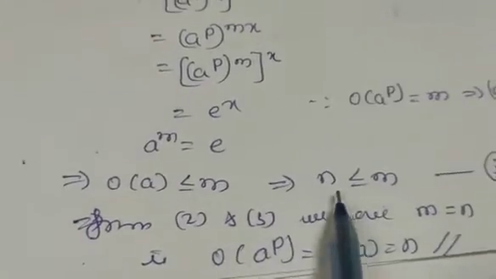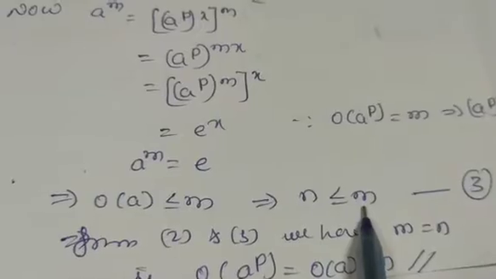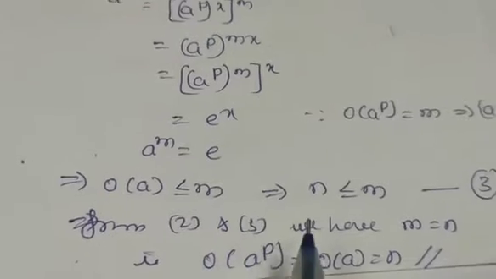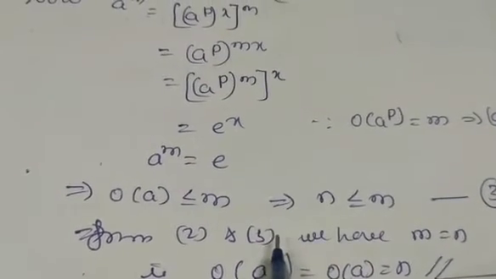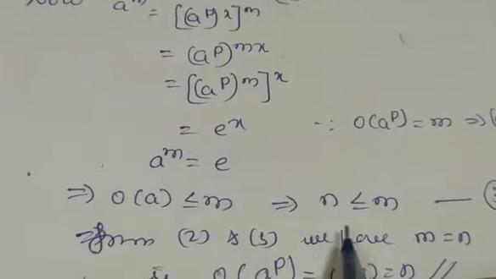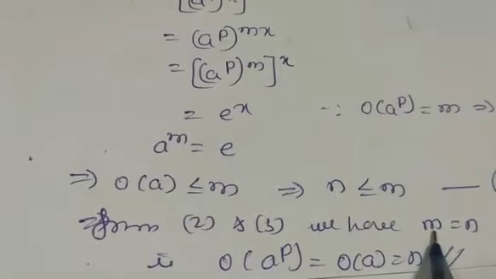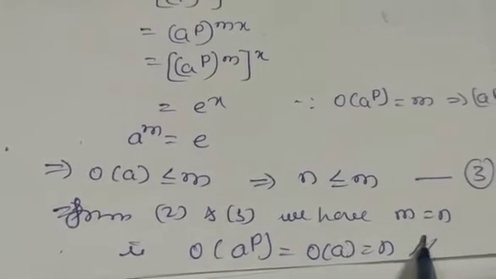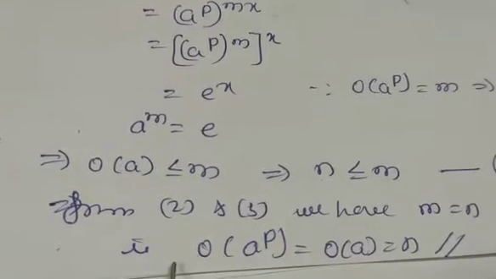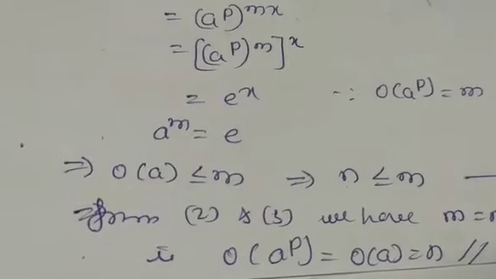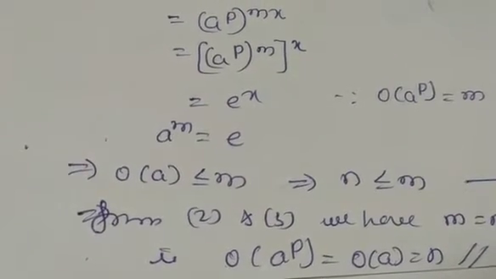So that is order of a is equal to n, we know here. Let us substitute that one. This implies n is less than or equal to m. Take this one as equation 3, and here we have equation 2. Equation 2 is m less than or equal to n. So from equations 2 and 3 what we have here? Equation 2 is m is less than or equal to n, and equation 3 is n is less than or equal to m. So from these two we can say that m is equal to n, and we know m is nothing but order of a raised to p, and n is nothing but order of a. So this implies order of a raised to p is equal to order of a is equal to n. So this is the proof of this theorem.